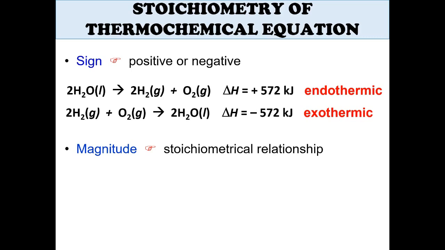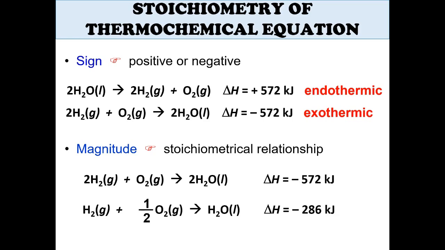Okay, number 2, magnitude. Consider the stoichiometric relationship. 2H2 gas plus O2 gas produces 2H2O liquid, Delta H is equal to negative 572 kJ. H2 gas plus half O2 gas produces H2O liquid, Delta H becomes negative 286 kJ. Since the equation is divided by 2, automatically the value of enthalpy must also be divided by 2.